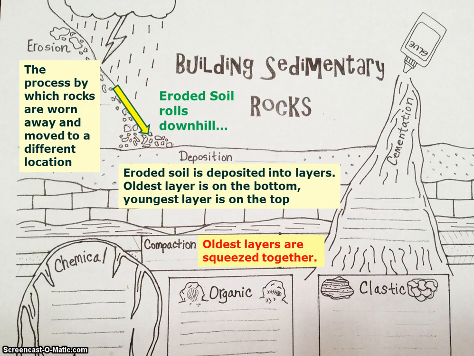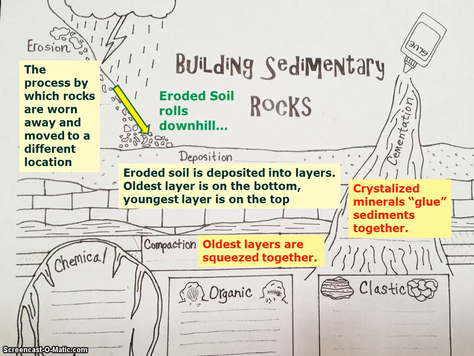Now, the next process that happens is because of all of the layers that get added on top of the previous layers, you have a lot of compacting. Imagine how much that soil and those little rocks above must weigh, and they push down on and compact the lower layers. So the oldest layers, all of the pieces are squeezed together very, very tightly.